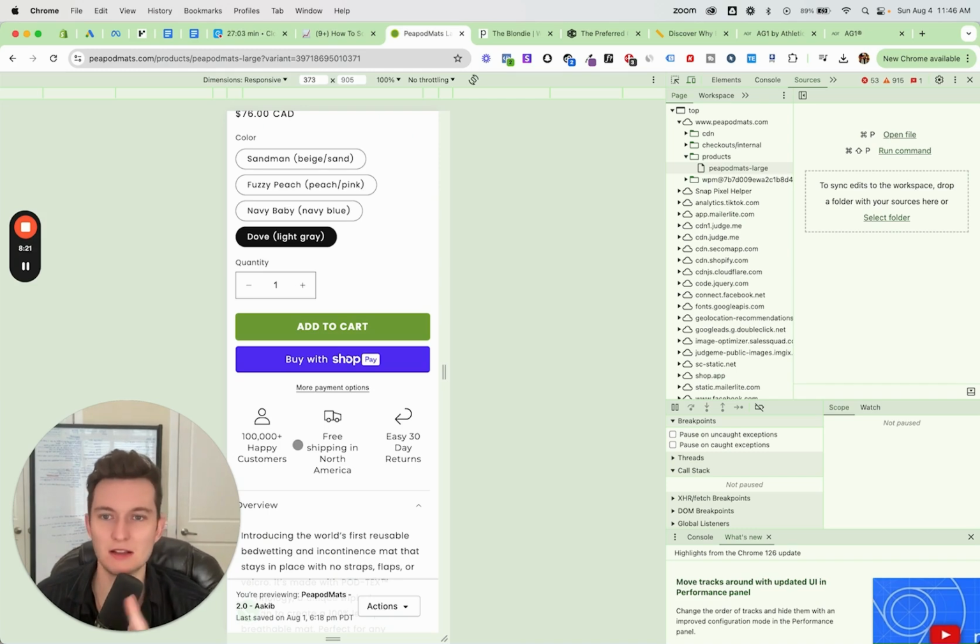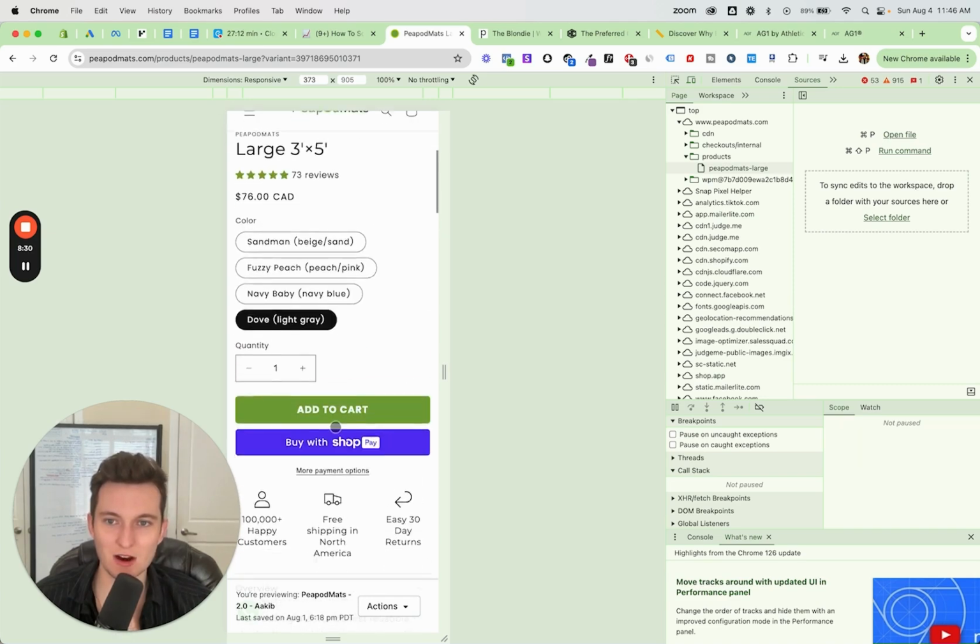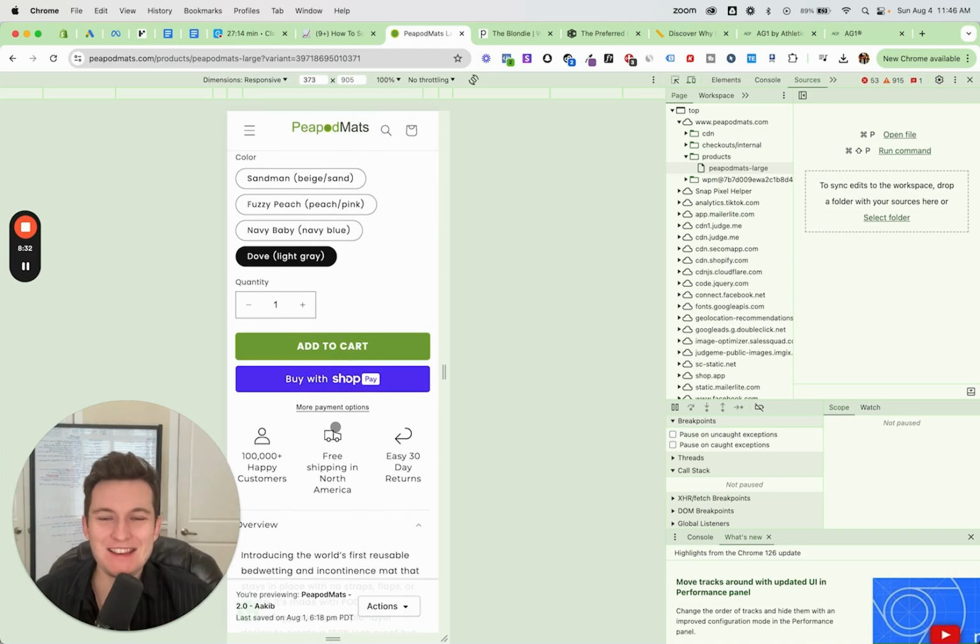If you include retail, Amazon, everything all in, they've had over 100,000 customers. Free shipping North America, and easy 30-day returns. Okay, so we added those in there right below the add to cart button, just to build a bit of trust right before you're about to add to cart.